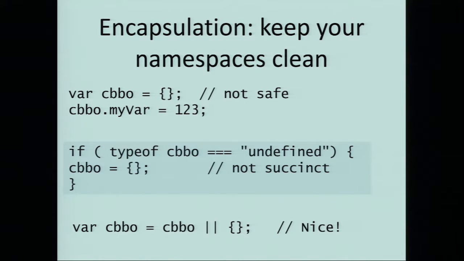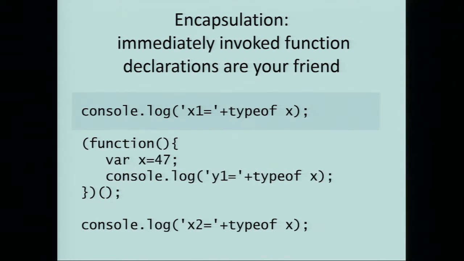Here's a way around it. You can say, if cbbo is undefined, then go ahead and define it, otherwise leave it be. But it's kind of wordy. I've come to favor this line at the bottom. You can just put it at the top of everything, and you know that you're going to keep all of your new variables contained within an object.